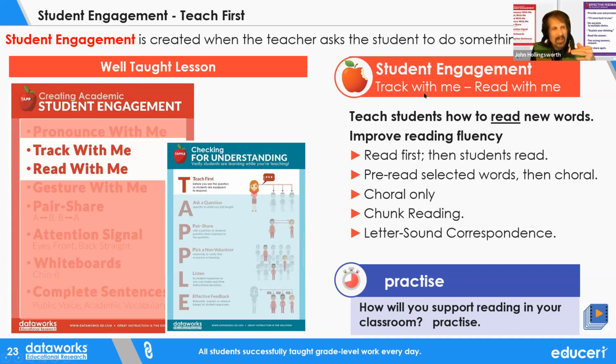So these are kind of sight words. The students probably know these words. Students, this word is engagement. Now let's read the whole thing together. Go. Student engagement. Track with me, read with me.